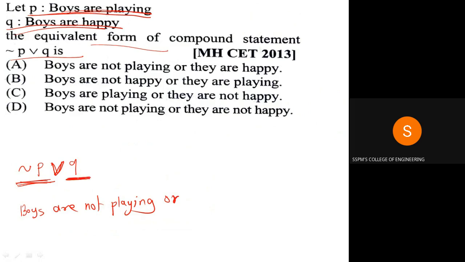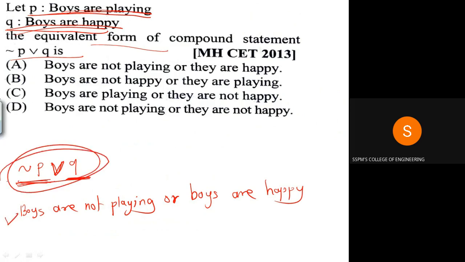So we have to write Q just as it is. Or what does Q say? Q says boys are happy. So we will write it here, boys are happy. Okay. So this is the correct statement for this statement. Boys are not playing or boys are happy. So which one is the correct option? Boys are not playing or they are happy. See this one. A is the correct option.